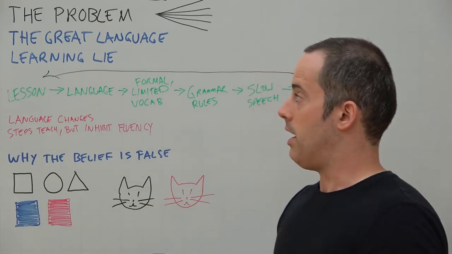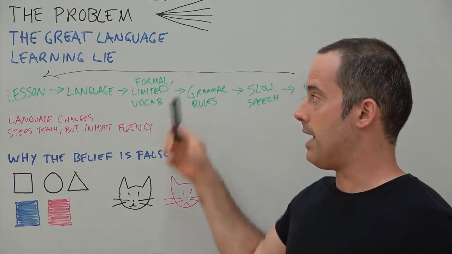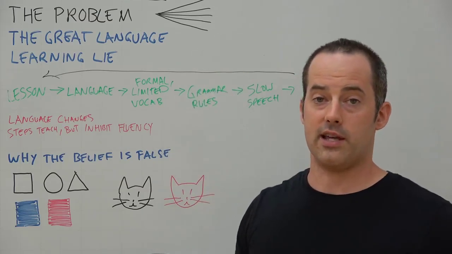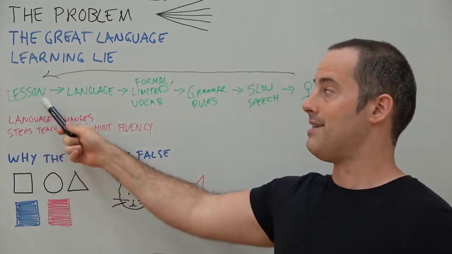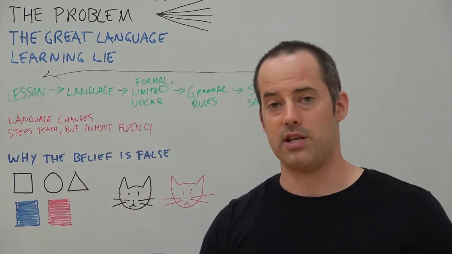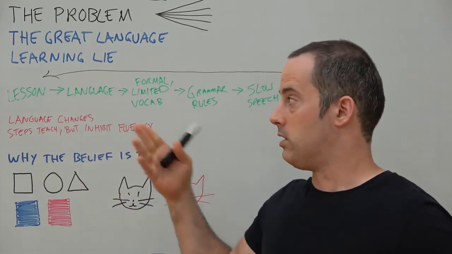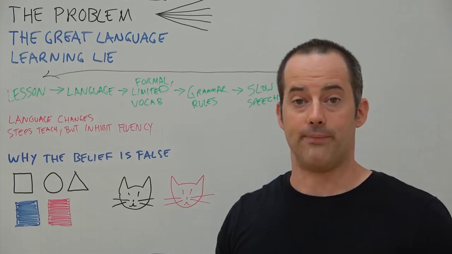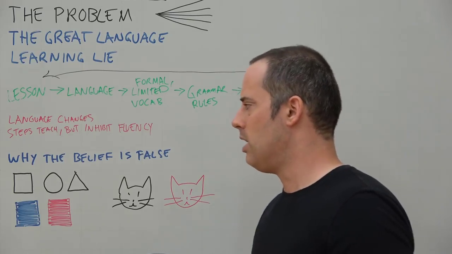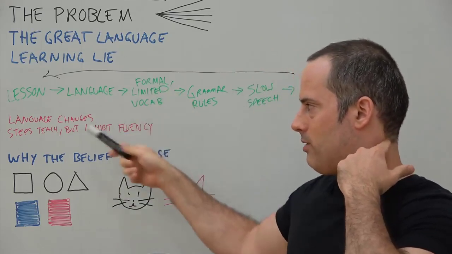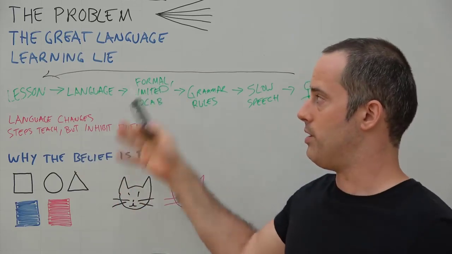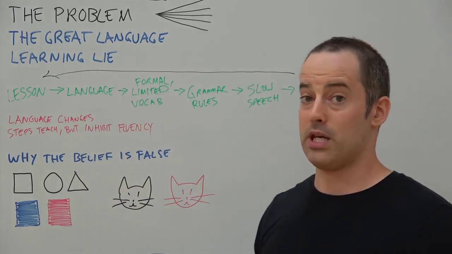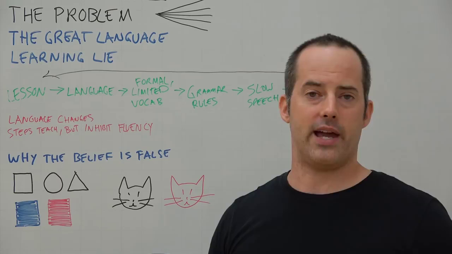And this, again, is what I call the great language learning lie: that there is such a thing as a second language, so we need a system like this that actually teaches languages. Now, what I do, and here's why this belief is false, is that you don't really have to teach in this way, because there's really no such thing as a second language.